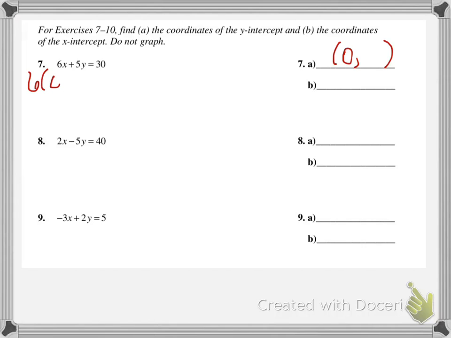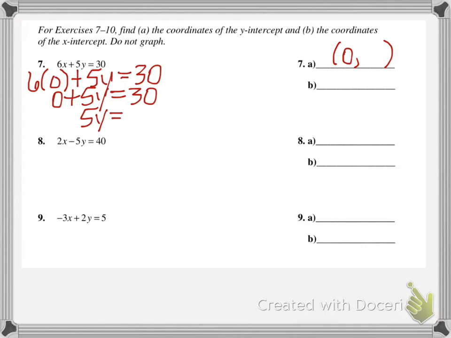So 6 times 0 plus 5y equals 30. 6 times 0 is 0. So then I have 5y equals 30. You can probably already see what my answer is going to be. 5 times what's 30, and that would be 6. And if you didn't see that, you can just do one final step and divide. And that would get you y equals 6.